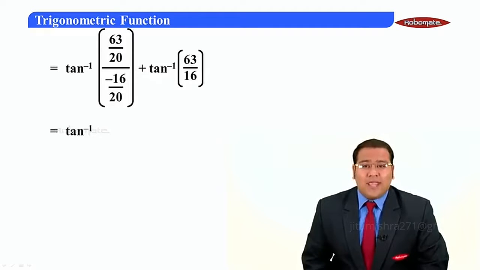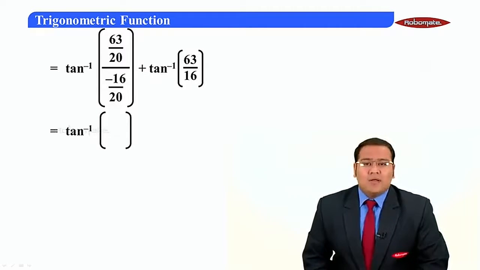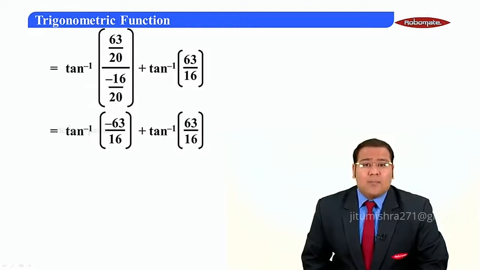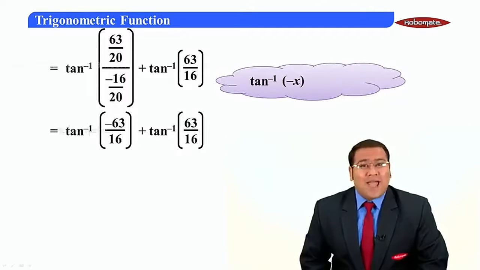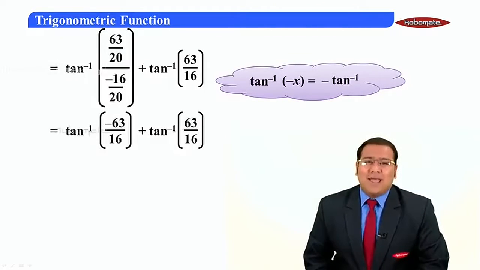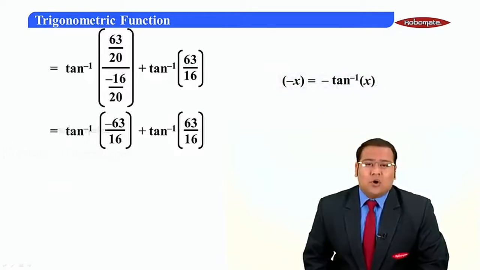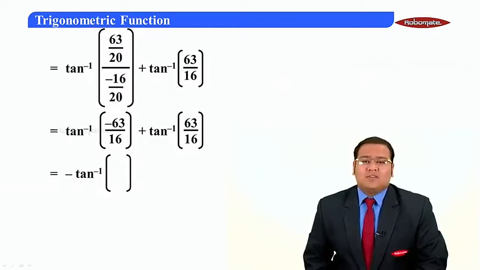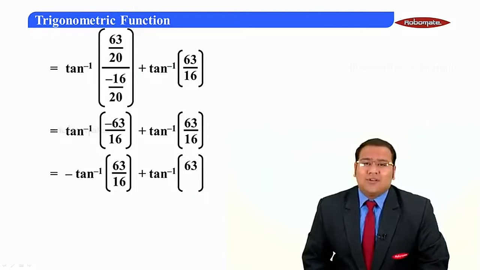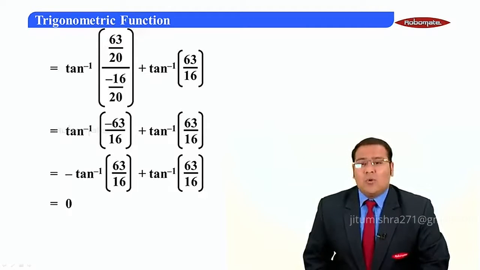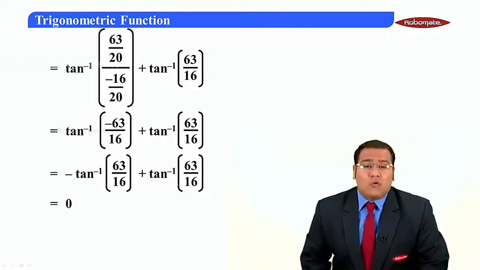So by cancelling 20, the equation would be tan inverse of 63 by minus 16 plus tan inverse of 63 upon 16. We know tan inverse of minus x is given by minus tan inverse of x. So tan inverse of minus 63 by 16 would be minus tan inverse of 63 upon 16 plus tan inverse of 63 upon 16. So by cancellation we get 0, and hence this is our requirement.